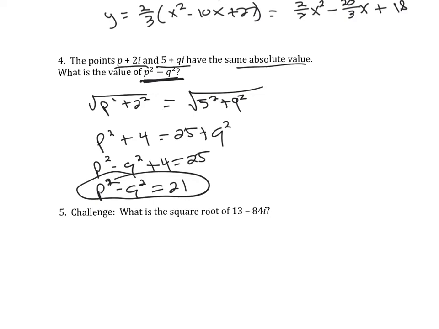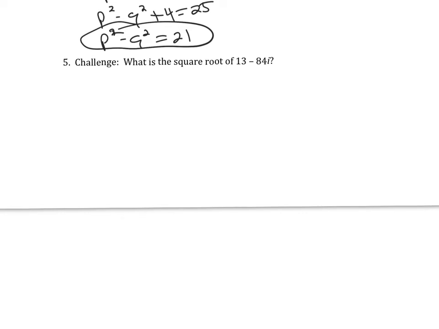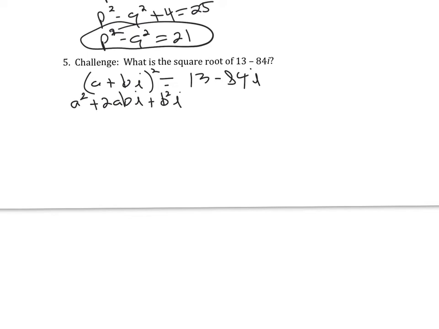All right, challenge. What is the square root of 13 minus 84i? So we know that a plus bi squared is equal to 13 minus 84i. On the left side, that's going to give us a squared plus 2abi plus b squared i squared is equal to 13 minus 84i.